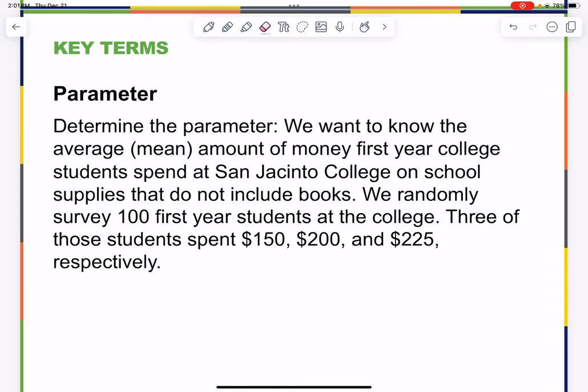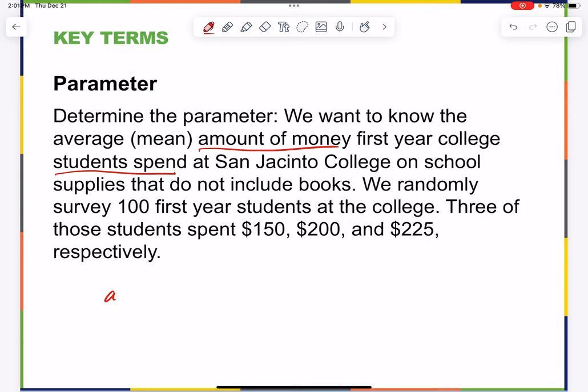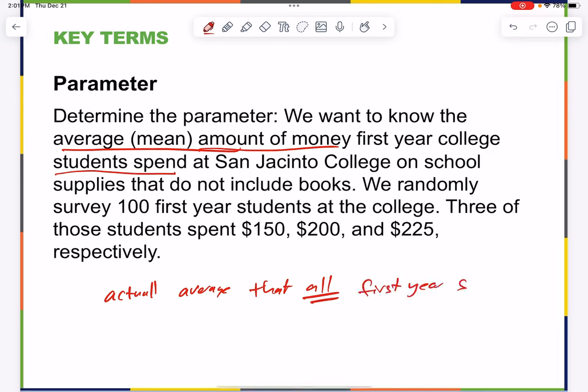The amount of money students spent, that actual amount of money. So the actual average that all first year students spent on supplies. Okay, that is the parameter. It is the quantity that we're interested in of the whole population.